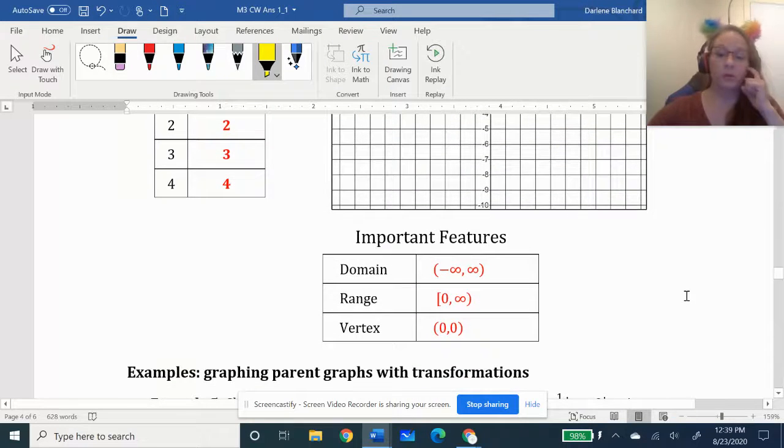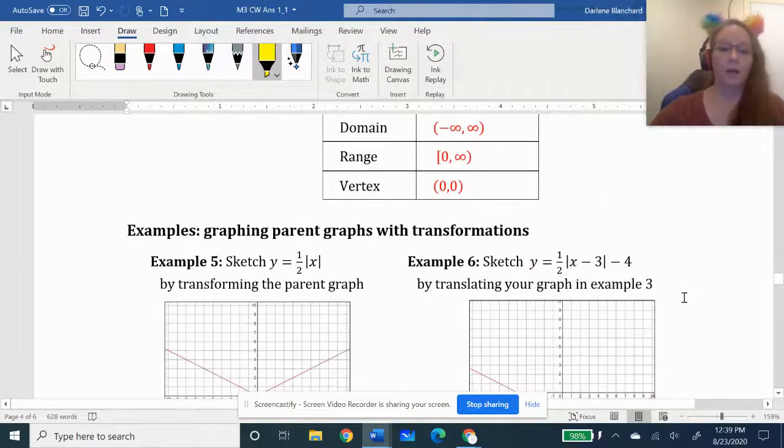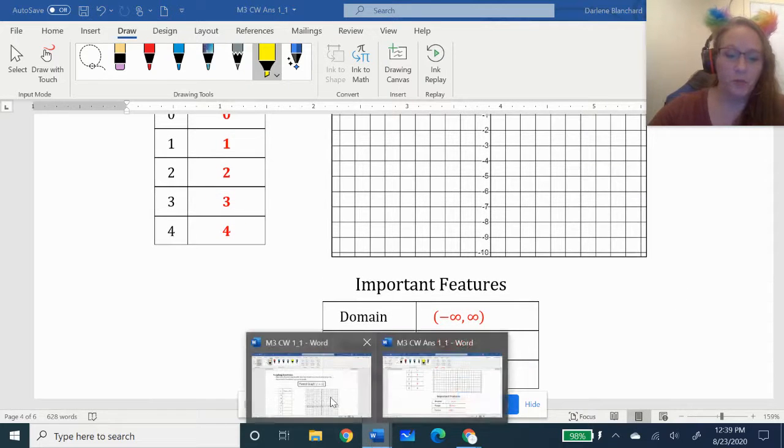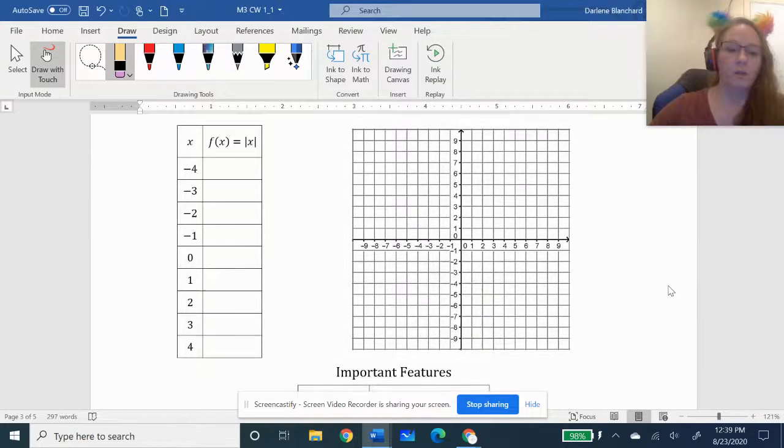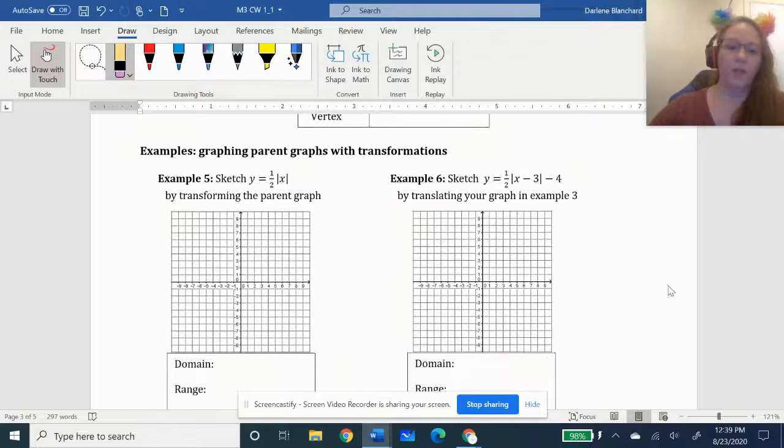So you need to make sure that you know this graph, and then you need to be able to sketch some transformations. So if you don't remember how to do transformations, just keep watching. If you think you remember, pause the video, see if you can do it. All right, here we go.